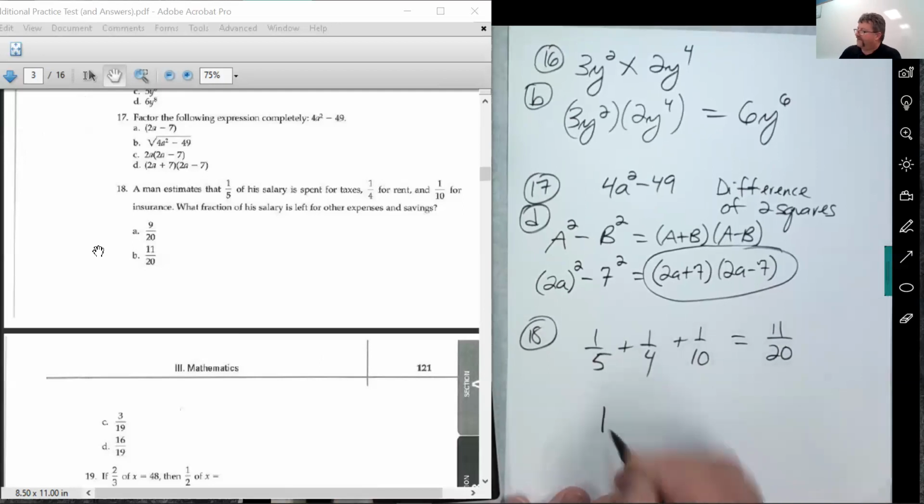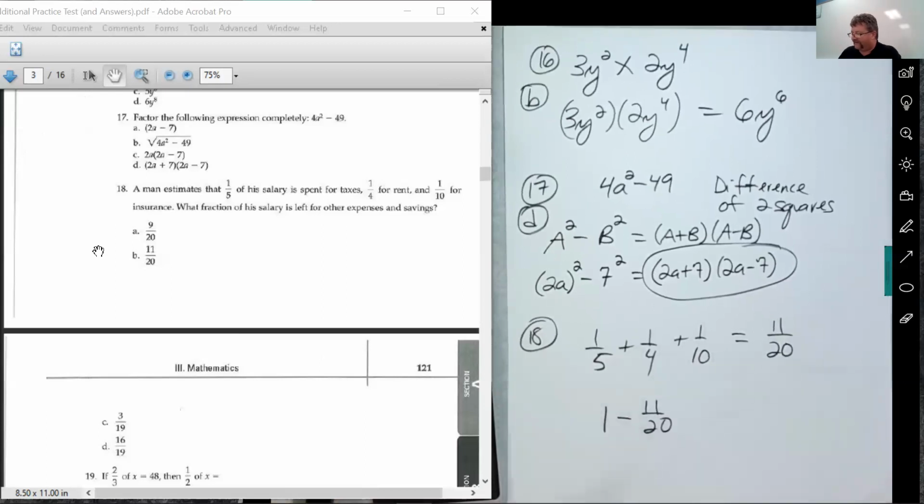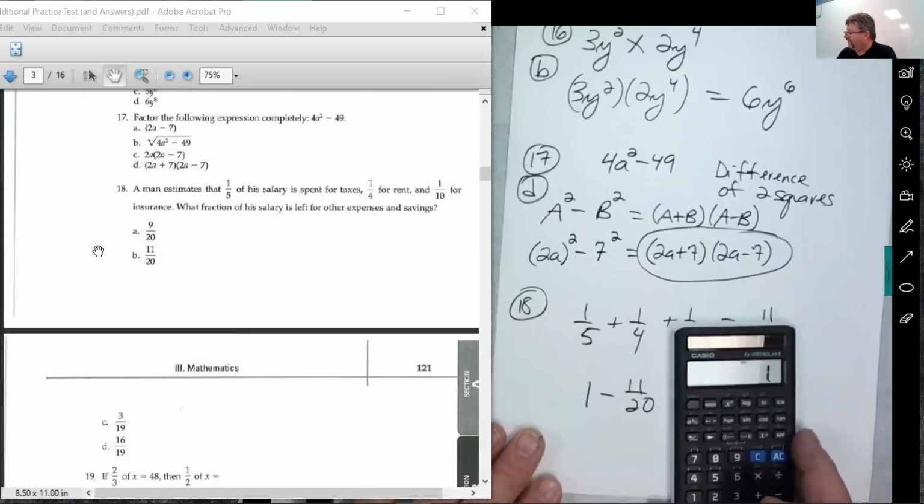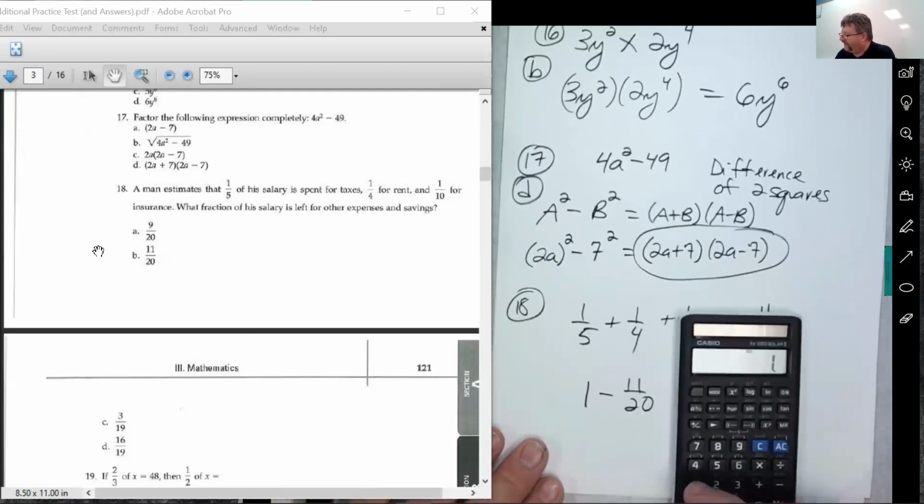Either I'm going to take this whole number 1 minus the 11/20 I'm spending on nonsense and see how much is left. So maybe we'll do it that way. So 1, my entire amount, would just be the whole number 1 minus 11/20 equals 9/20.